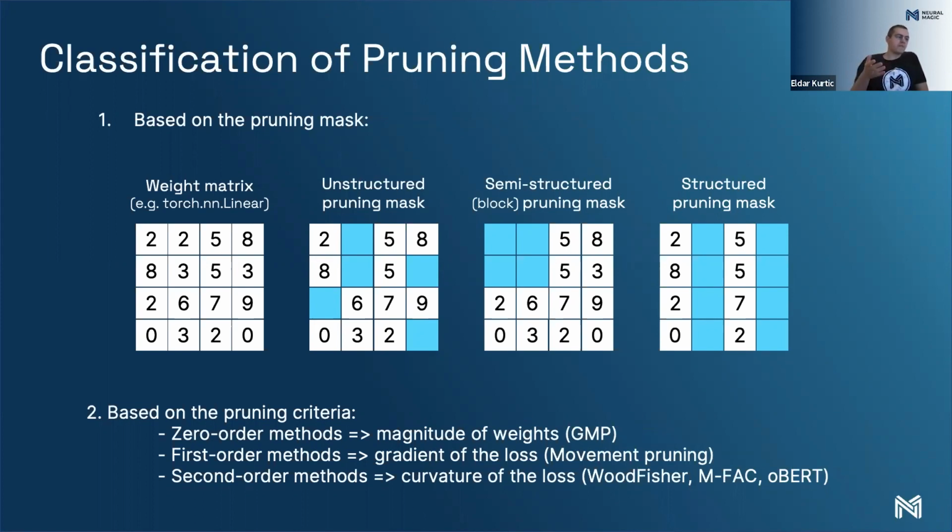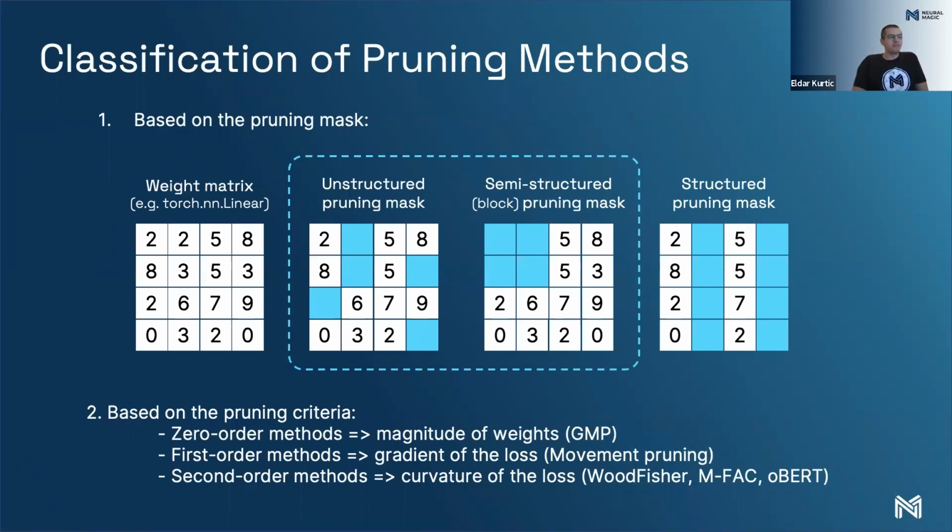And then in the end, we have the second order methods. These are the methods that are trying to leverage the curvature of the loss function. The methods that we will cover today will be mostly focused on unstructured and block pruning, and they will try to leverage second order information to achieve this. And here we will cover three of our recent papers called WoodFisher, M-FAC, and oBERT.